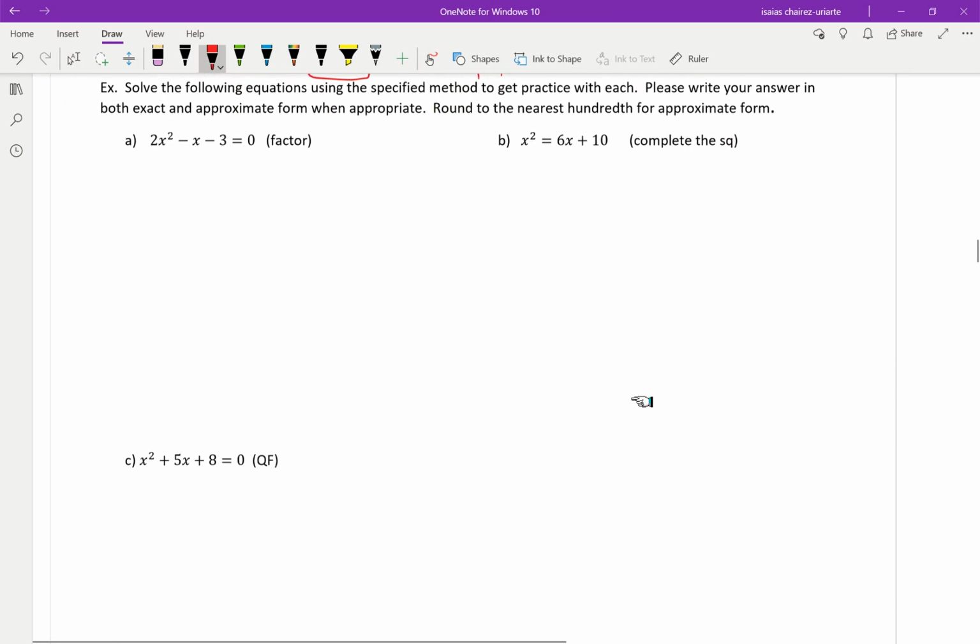Okay, next thing. So now we're supposed to be solving some of these equations, and they're going to specify the method by which you should solve each equation. For the first, you're going to want to factor. For the second exercise, you're going to want to complete the square. And for the third exercise, you're going to use the quadratic formula. Okay, so give yourself a few minutes, pause this video, and try to solve these three equations using the method specified.